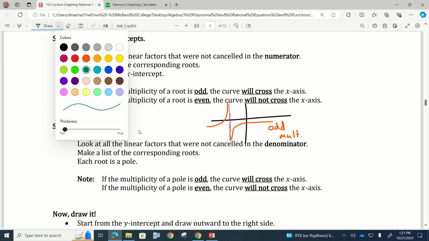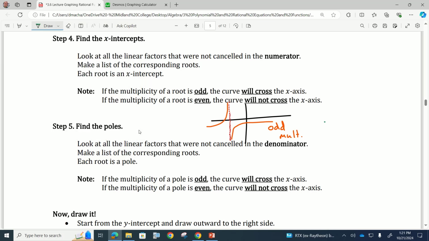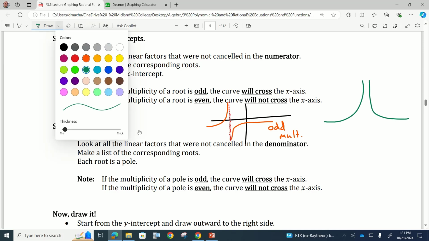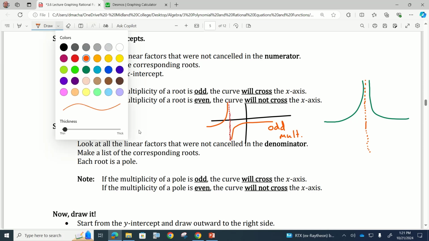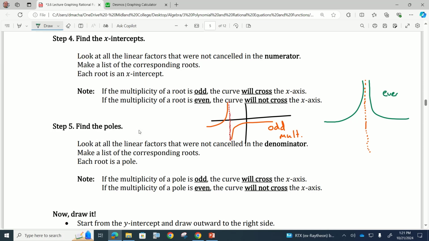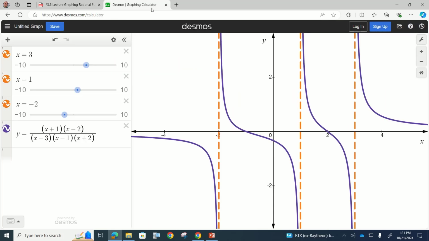On the other hand, if I have a pole that has an even multiplicity, it's going to look like this, where on either left and right side of the pole, we're kind of going in the same direction. In fact, I don't even know why I'm drawing this. I could just show you. Everything we've seen so far on Desmos has been poles like this that have odd multiplicity. Remember, a multiplicity of 1 is odd.